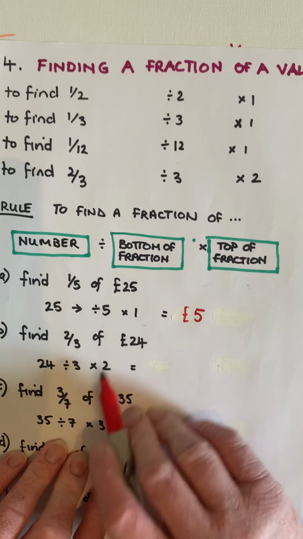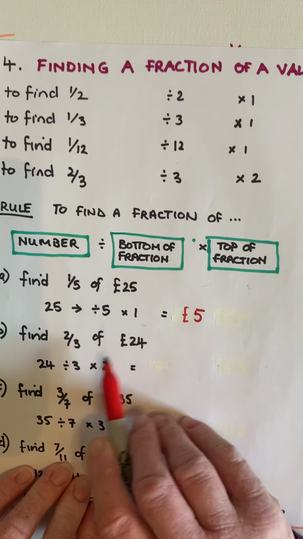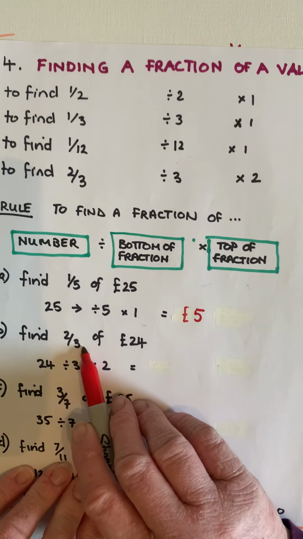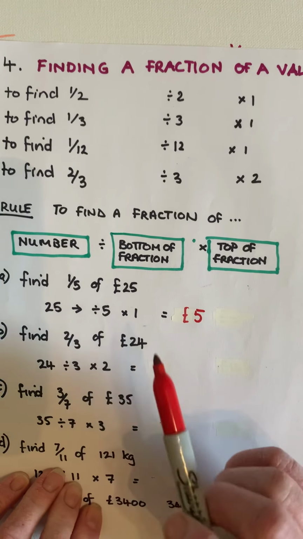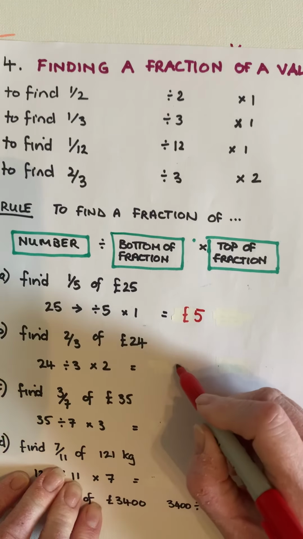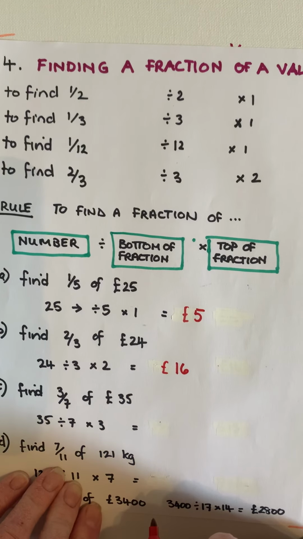Finding 2/3 of 24. So we take the value, the number, 24. We divide it by the bottom and then multiply it by the top. 24 divided by 3 is 8. 8 times 2 is 16. There we go. Don't forget your pound sign.